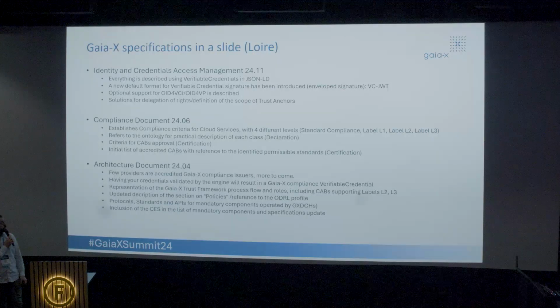For the architecture document 2404, we still have this notion of a few Gaia-X compliance issuers. We have this notion of CABs, conformity assessment bodies, and how we fill the gap between a conformity assessment body that will give you a PDF and the fact that we are using verifiable credentials, JSON-LD. All this is described in it. We are referencing our ODRL profile.